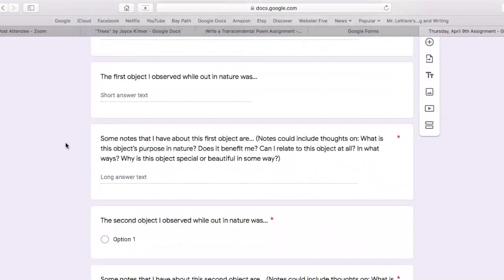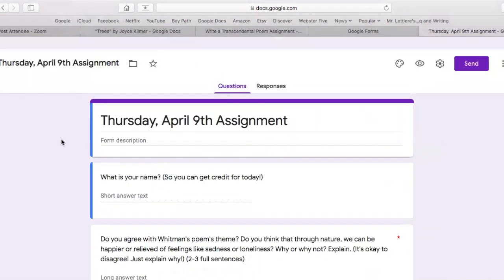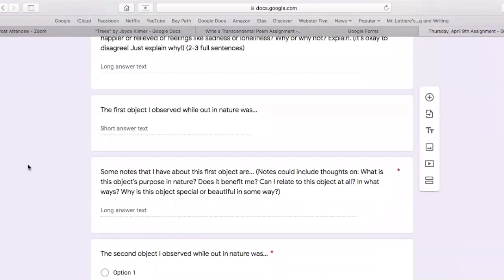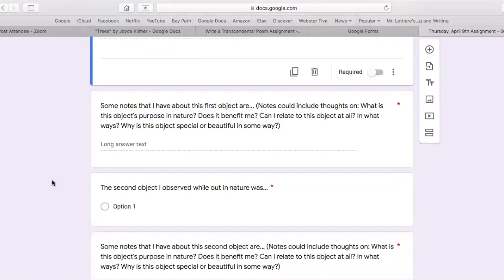The next section of this you might not fill out for a couple days, or you might not fill out this entire Google form for a couple days if you're waiting for nice weather to do it. So fill this out when you're ready with looking at your objects in nature. The first object that you observed was blank, and you can write one word if you want. Some notes that you have about it.